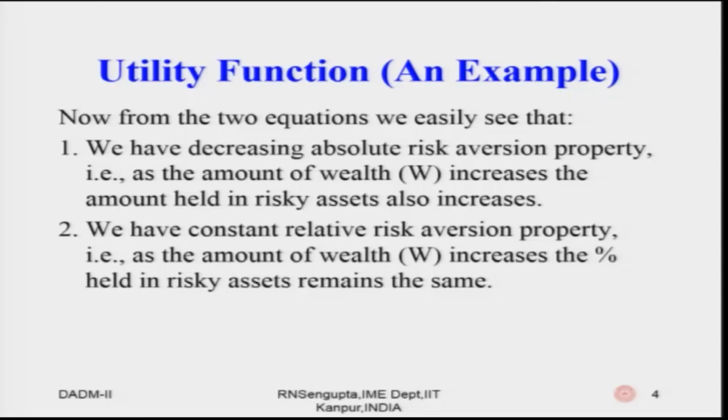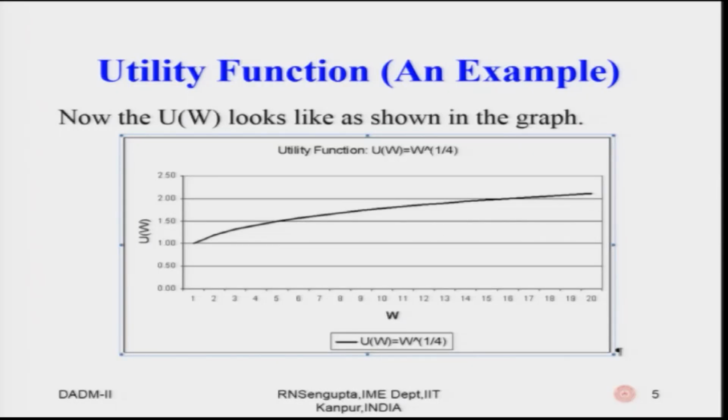Based on that we will try to deduce the type of utility function they are. Now, from the two equations we can easily see that we have decreasing absolute risk aversion property for the first one, that is, as the amount of wealth increases, the amount held in risk asset also increases. And for the r property we have constant relative risk aversion, that is, as the amount of wealth increases the percentage held in risk asset remains the same. So, concept wise we get r and a and then pass the judgment accordingly about the functional form of the utility function. Once we draw it, the utility function w to the power 1/4 is given by this.